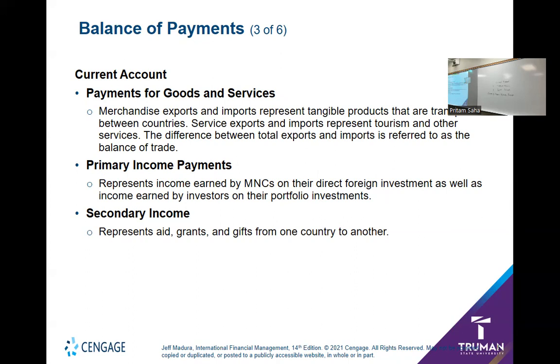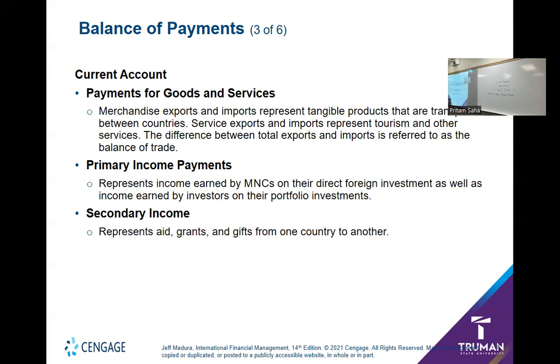Sometimes we know that there are global crises, maybe due to natural disasters. Different countries send help, right? In terms of money, medications, food. Those are known as aid. So those are considered in the current account as secondary income.